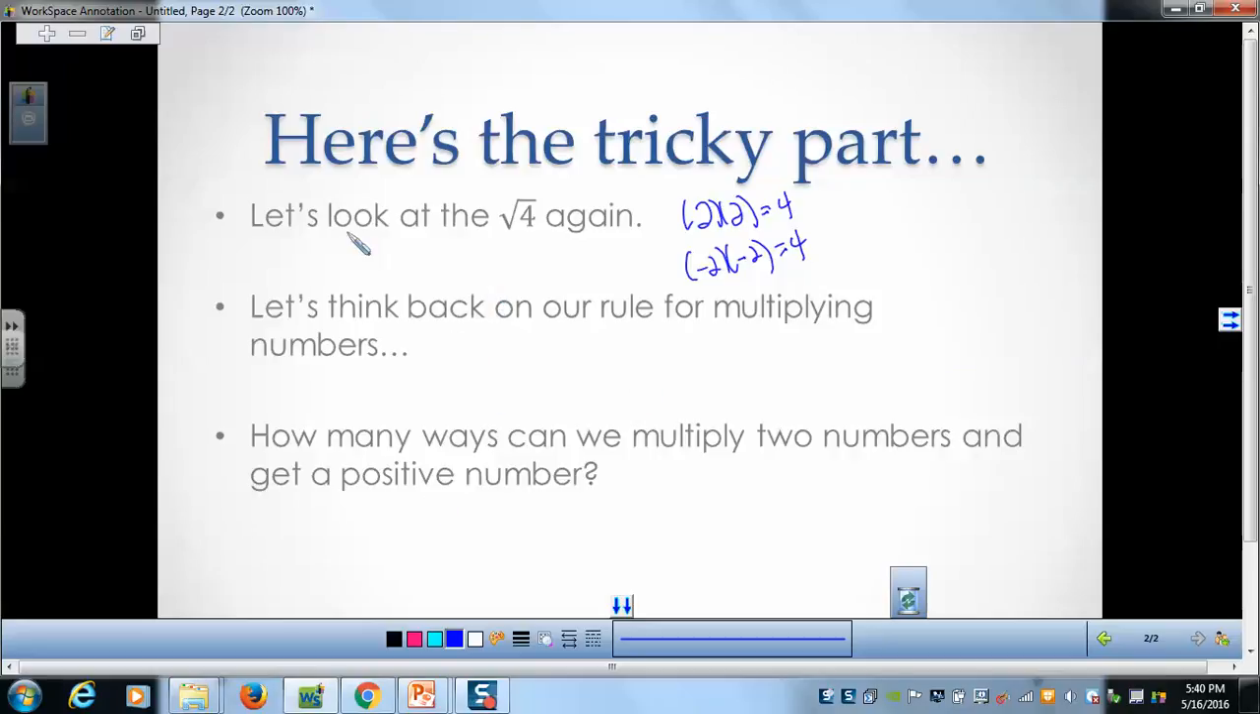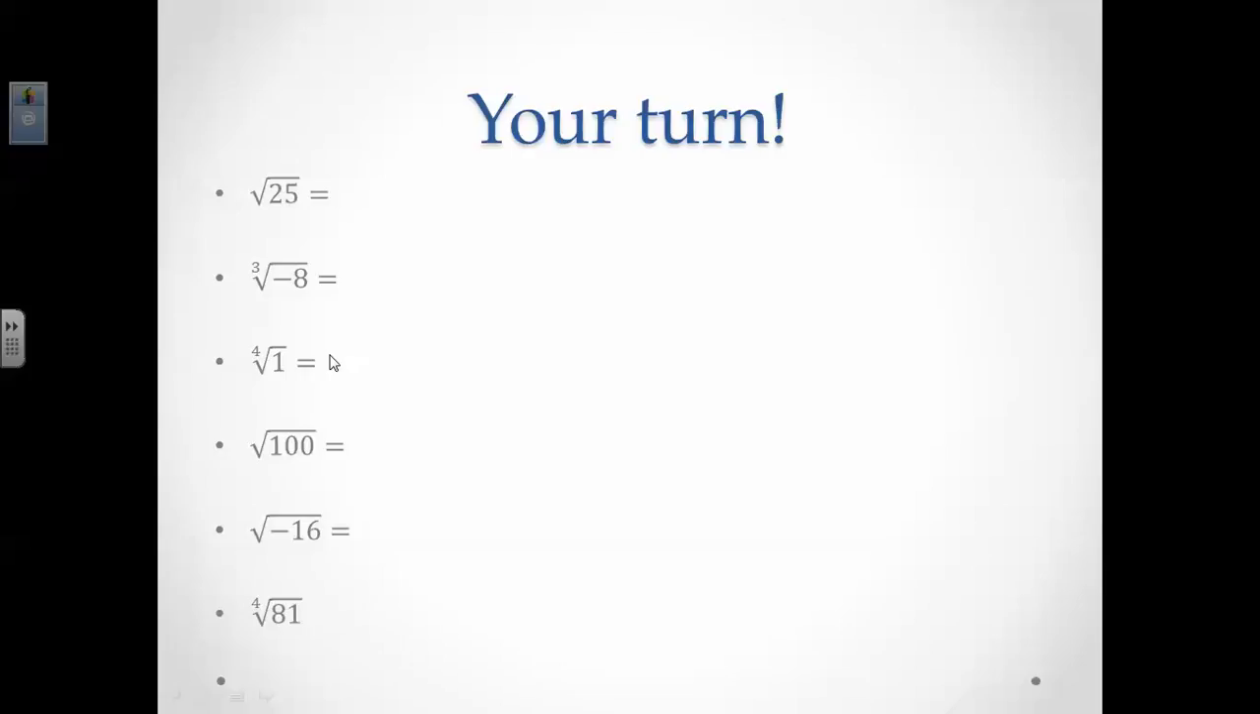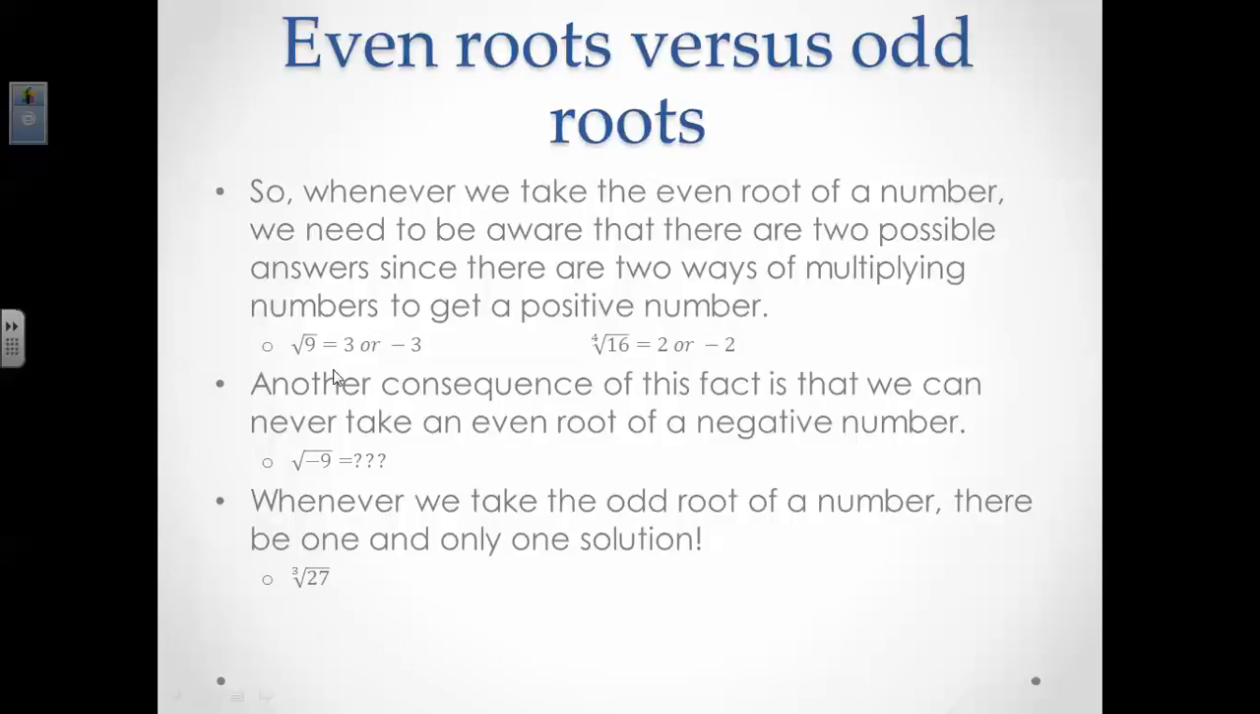All right, so let's look at how you should write your answer. Whenever we have this even root, we want to write both possibilities: 3 or negative 3, 2 or negative 2.